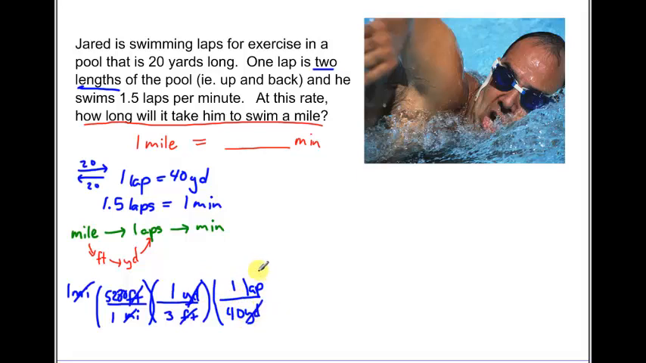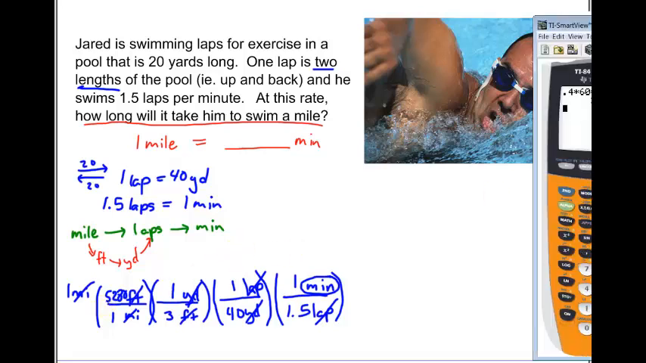The yards go out. I'm in the home stretch, literally. All right, so the laps now. The laps are going to be turned into time. In other words, laps are going to be turned into minutes. And 1.5 laps is 1 minute of time. And that cancels the laps, and that gives me exactly the unit I want. Look at this. I don't have any units left except minutes. I started with miles. Now they're minutes. Let's do the math. Let's do the arithmetic.